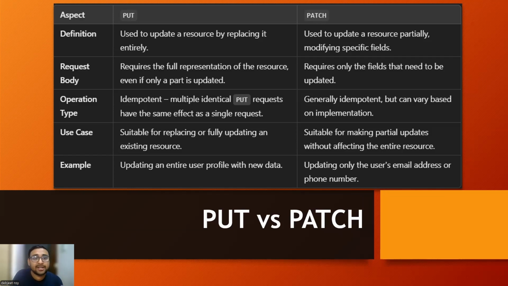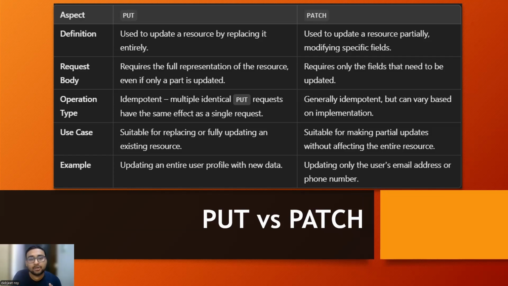With respect to the request body, put requires the full representation of the resource, even if only one part is updated. But patch requires only the fields that need to be updated. Operation type: put is idempotent, because multiple identical put requests have the same effect. Let's suppose you are trying to get the data. Whenever you get the resource again and again, it will give you the same response. That is, get is also idempotent, and put is also idempotent.